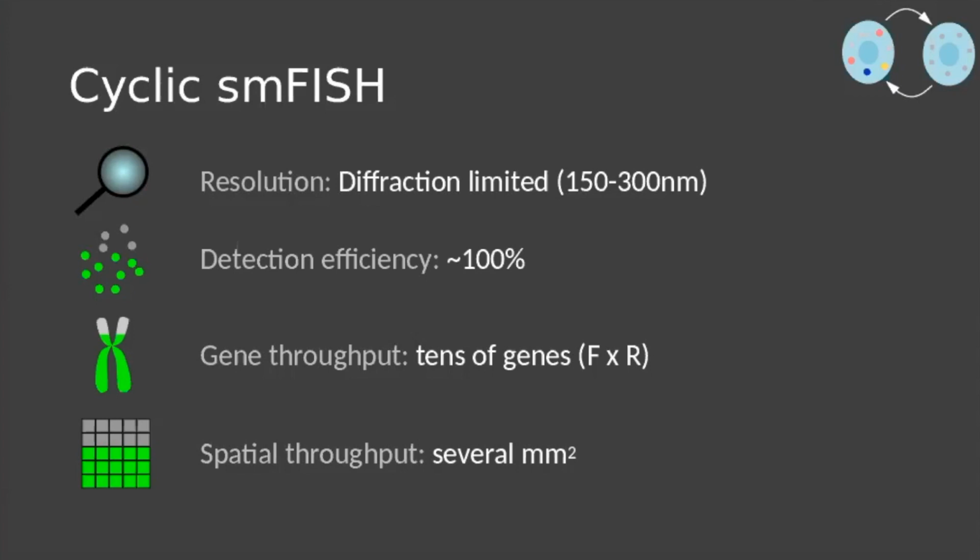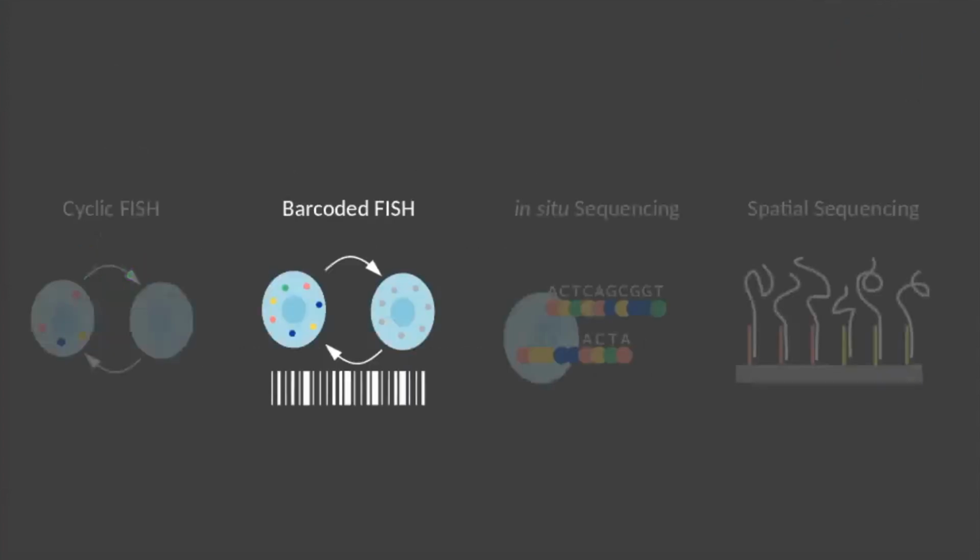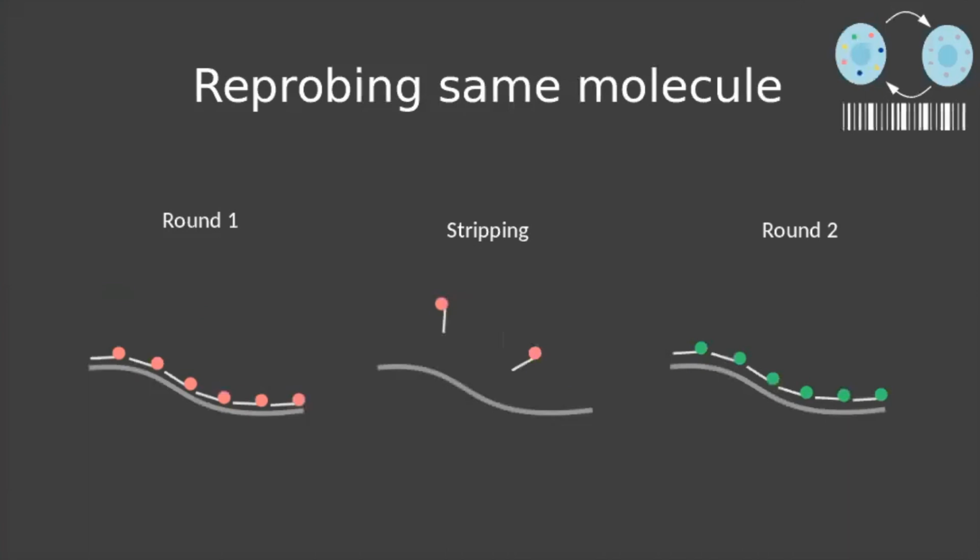All right, let's continue. So I just talked about the cyclic single molecule FISH, and we'll now move on to the next method of the four, which is barcoded FISH. Barcoded FISH rests on the idea that you can not only do multiple cycles, but you can also stain the same RNA molecule multiple times. And they build a barcode on the transcripts to identify an even larger number of targets.